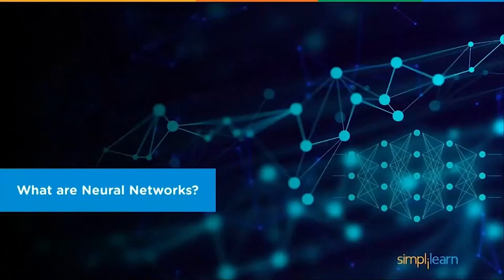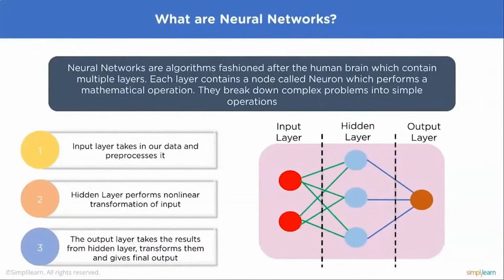What are neural networks? Like I said, we talked about in computational edges, you have a node and you have a connection, or your edge. So neural networks are algorithms fashioned after the human brain, which contain multiple layers. Each layer contains a node called a neuron, which performs a mathematical operation. They break down complex problems into simple operations.